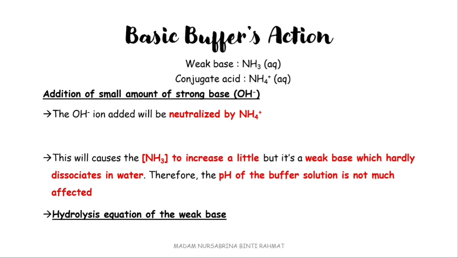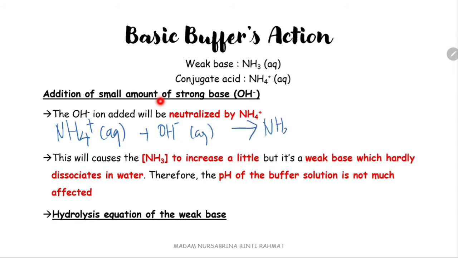Alright, so what happens when I add a strong base? A strong base will be neutralized by the opposite component, which is my conjugate acid. So let's write down the neutralization equation between the conjugate acid and the added base. Since I use my conjugate acid, I'm going to reproduce my ammonia plus water. Why water? Because this is a neutralization equation, so all neutralization equations will produce water. So I'm producing more of my ammonia, so my concentration of ammonia should be increasing.